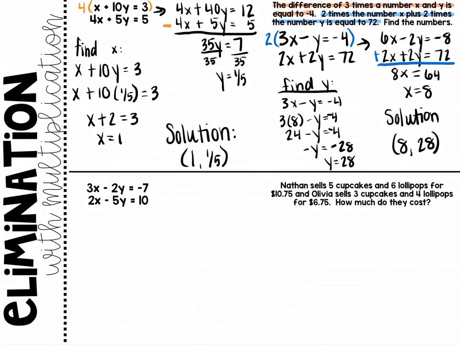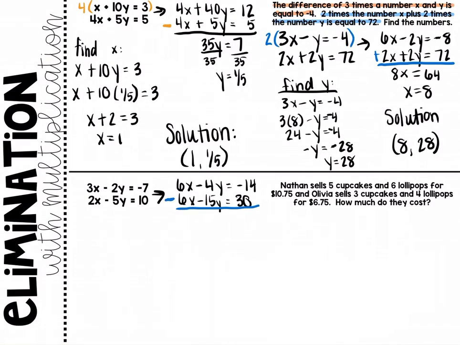So this one is the same one as what we just did. We're going to transform it into the one where we match the x's. So when we did that, this ended up being 6x minus 4y equals -14. And this one was 6x minus 15y equals 30. Okay, so now we have the same sign, so we're going to subtract.